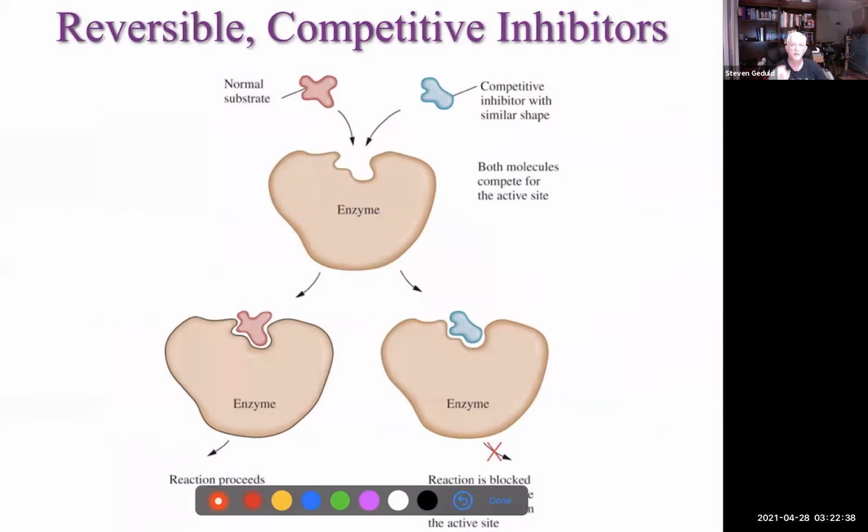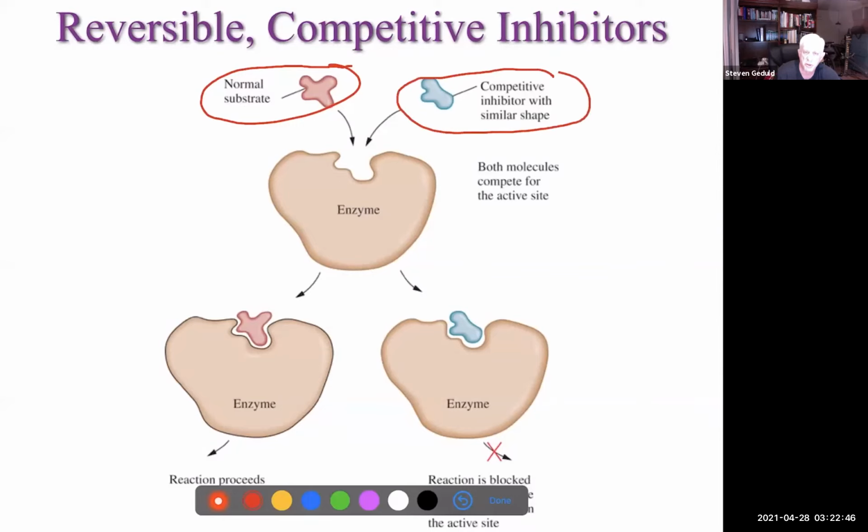Okay, reversible competitive inhibitors. This is your normal substrate. This is a competitive inhibitor, it has a similar shape, similar charge. So they're going to go after the same enzyme site. Both molecules compete for this site right here. This is the active site of the enzyme.